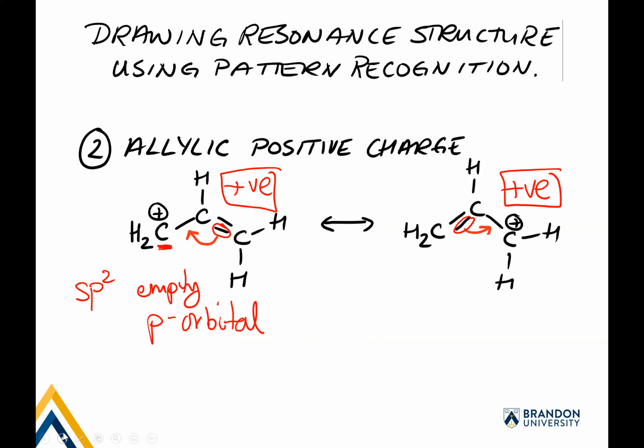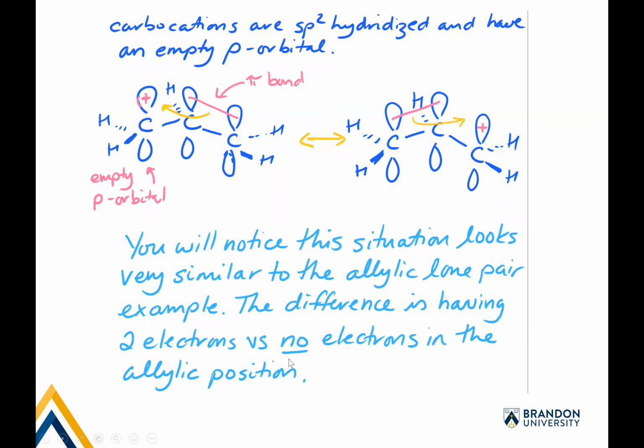Good. And I think on the next slide, I have drawn this empty p orbital. And so these electrons are shifting over, the pi bond shifts over, and you've got an empty p orbital over here. And yet, as I said here on the bottom, the situation looks very similar to the allylic lone pair situation, except one system had 2 electrons in the allylic position, and in this case, we've got no electrons in the allylic position because it's got a positive charge.